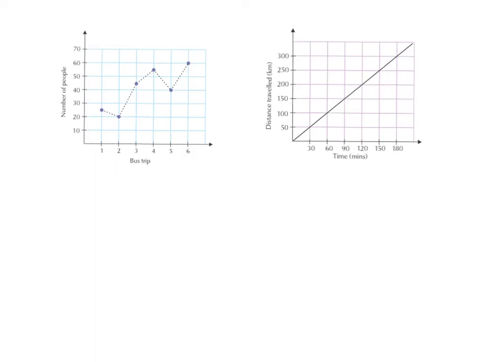Let's look at the graph on the left. This graph shows bus trips and it shows number of people. All right, so this graph shows 6 bus trips and the number of people that rode on the bus for each trip. And notice that they are individual points and they're connected with a dotted line. So what did you think this was? Discrete or continuous? Well, if you wrote discrete, you are correct.